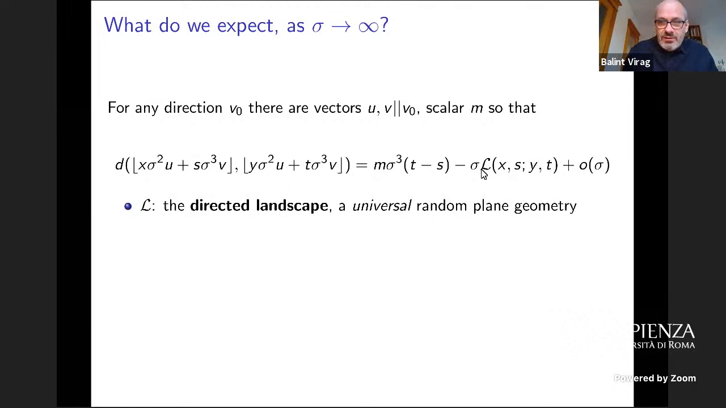And what do I mean? There is a mean of the distance, which is this sigma cubed times t minus s. And then there is a noise term. And the noise term itself is parameterized by two points in the plane, in that scaling window. You can think of this noise term itself as a geometry. And that's what this talk is going to be about.